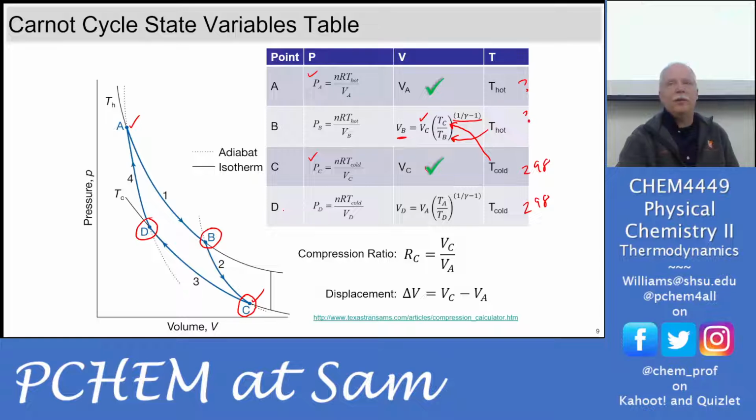This is another place where people mess up. They use volume A here instead of volume C. And volume A is on an isotherm with B. So we're not supposed to use volume A. We're supposed to connect B to C with this adiabat, because that's the relationship for an adiabatic expansion.